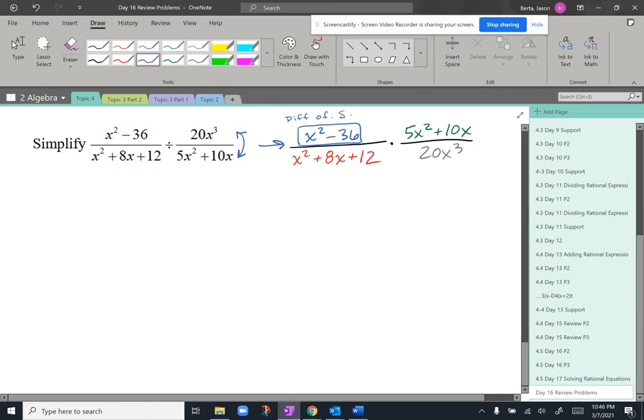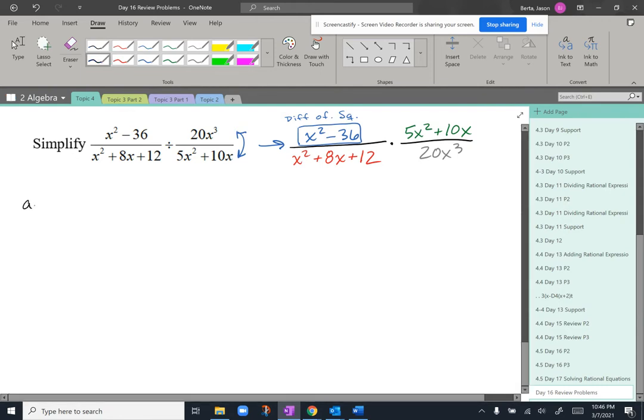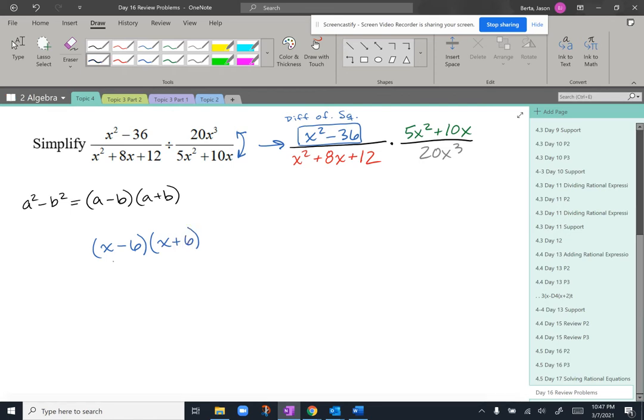I'm going to use that factoring pattern to rewrite x squared minus 36. If you don't remember the difference of squares, when we've got a squared minus b squared, right, that can be rewritten into factored form as a minus b times a plus b. So here my a value is really just x, and my b value is 6. That's the square root of 36. So x minus 6 times x plus 6 becomes the factored form of x squared minus 36.